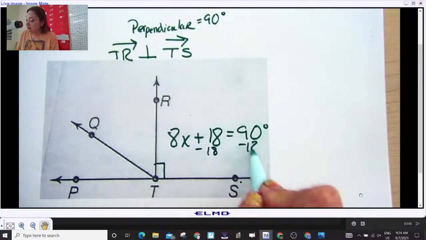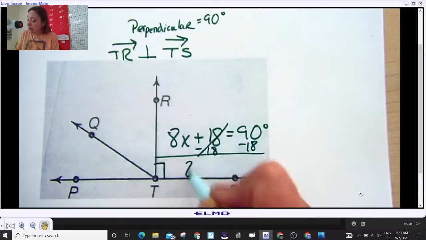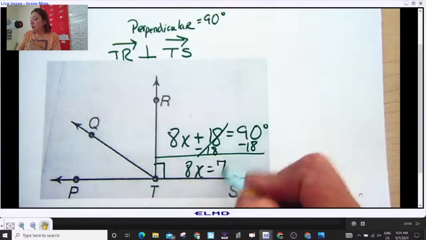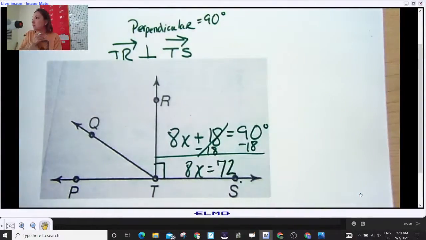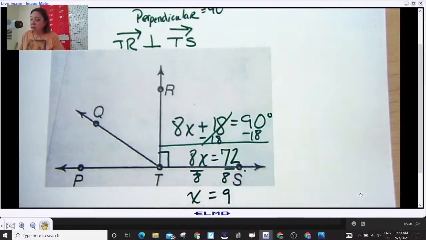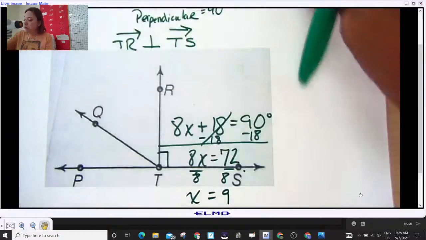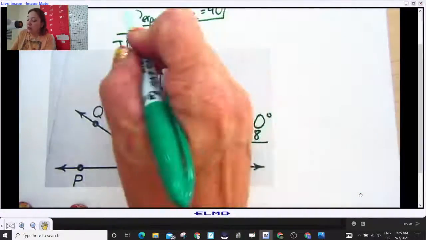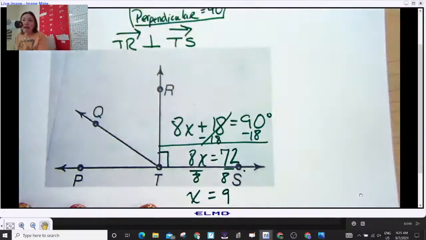Minus 18. So we've got 8x equals 90 minus 20 would be 70, but plus 2 back would be 72, right? And then divide by 8. And what's x? 9? And that's our answer, because it just asked for x. It didn't ask for anything else. It just said, what's x? Y'all see how that works? That all depended on us knowing that perpendicular means 90.